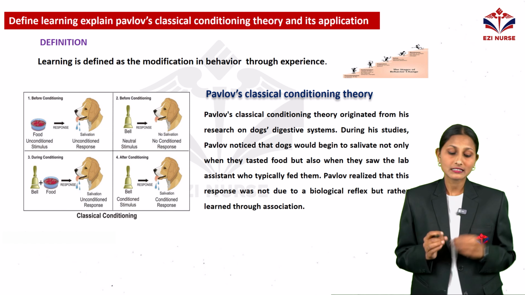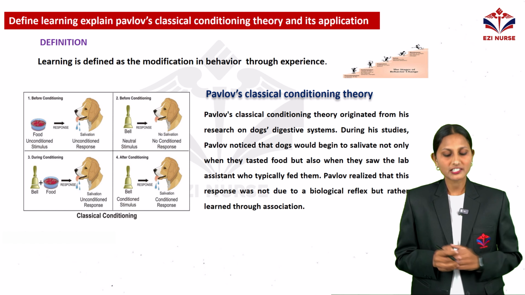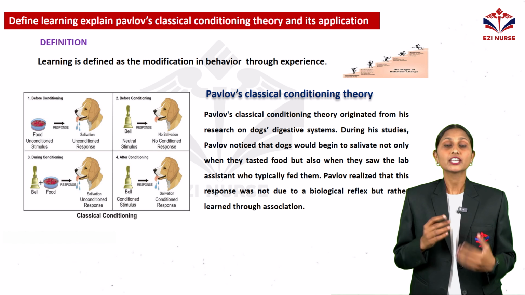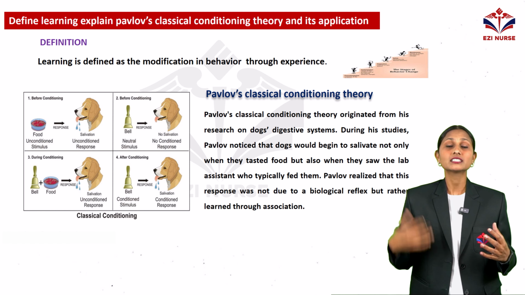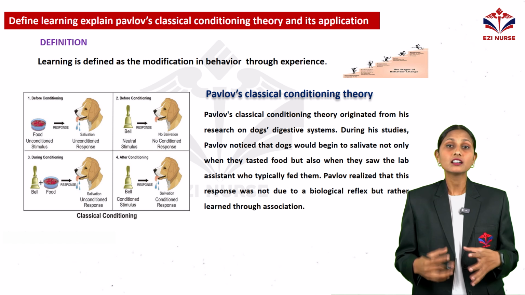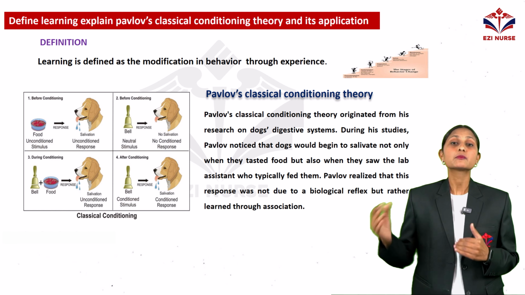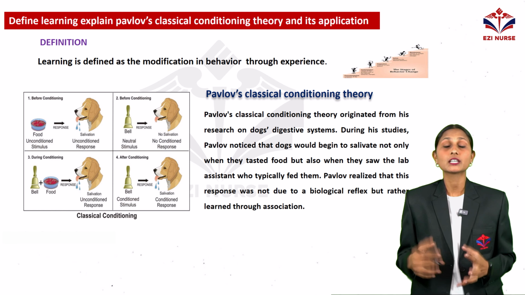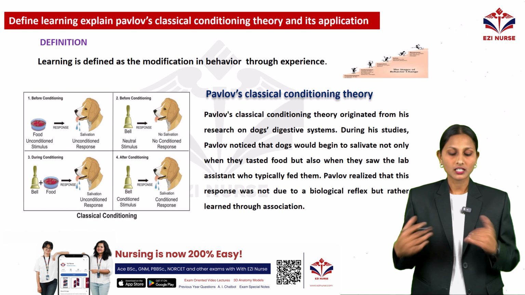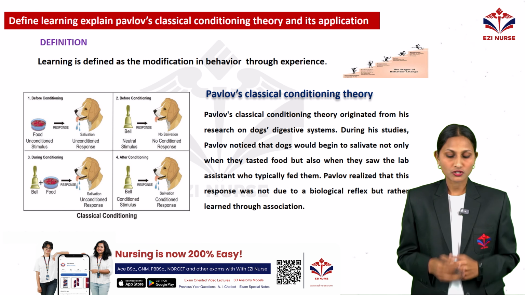So, we will see the definition of learning. Learning is defined as a modification in behavior through experience. Every day, humans are learning new things. And why are we learning? Because of our experience. Experience takes place, and because of the experience we learn and develop new things in us. So, this is the definition of learning.